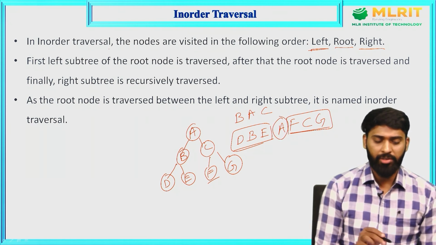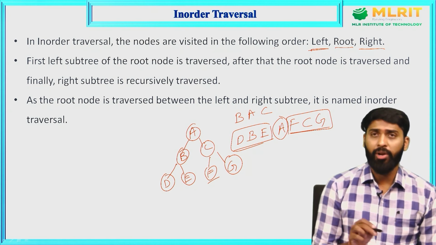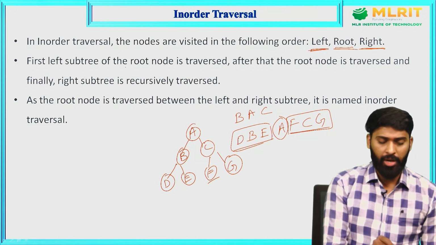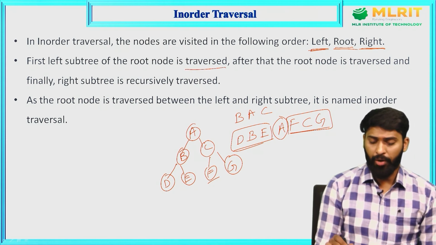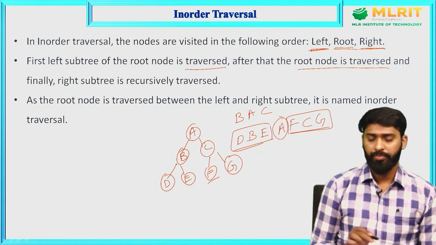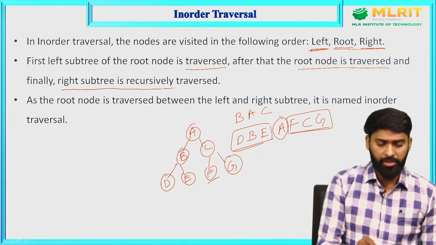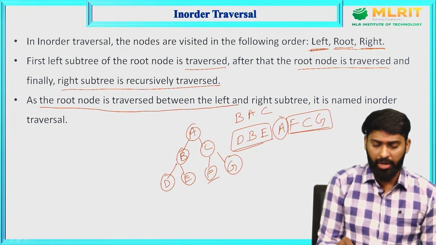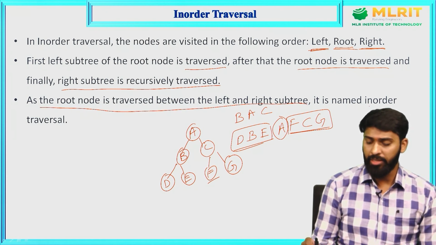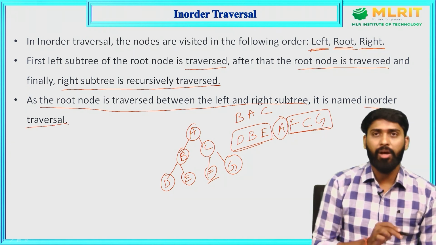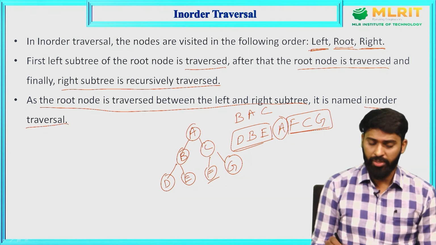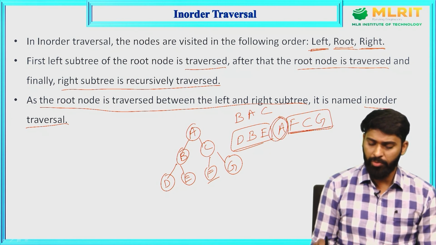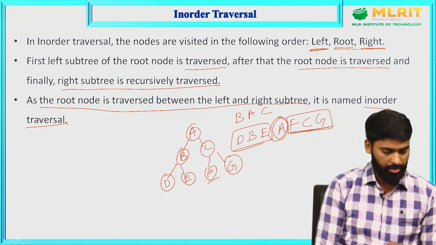In in-order traversal, the nodes are visited in the following order: left, root, right. First, the left subtree of the root node is traversed. After that, the root node is traversed. And finally, the right subtree is recursively traversed. As the root node is traversed between the left and right subtree, it is named in-order traversal. In-order means first we visit left subtree, after that we visit root, then we move to right. Okay. So, let us see the algorithm.